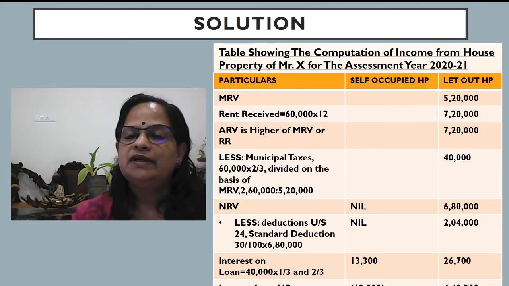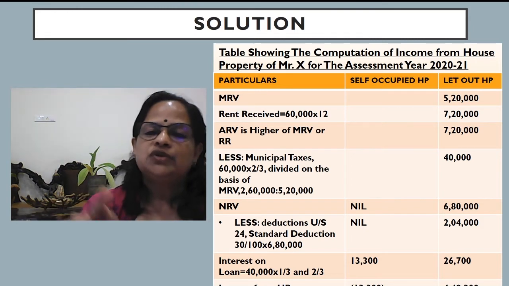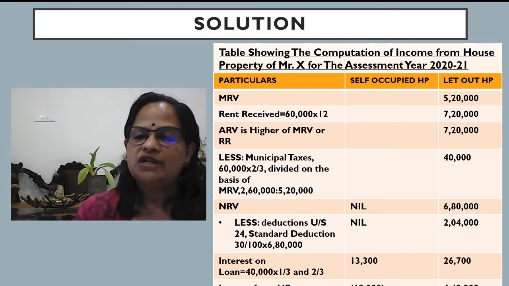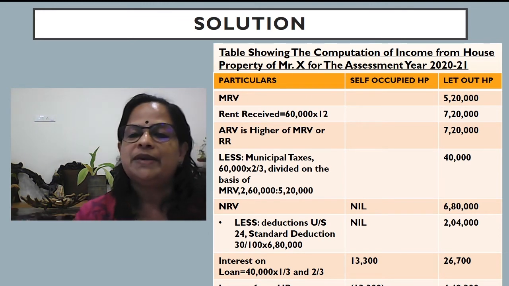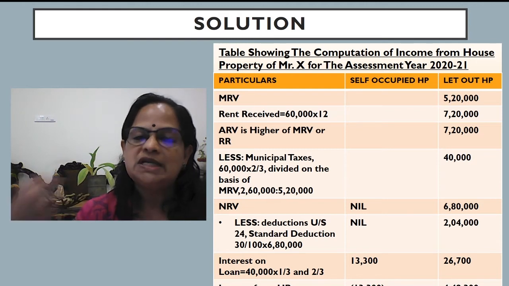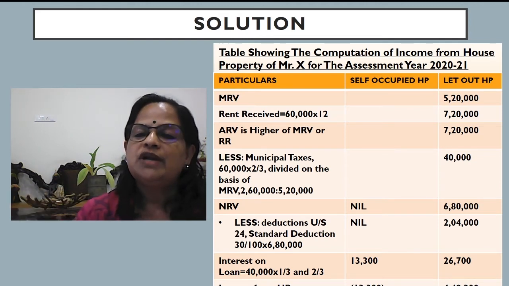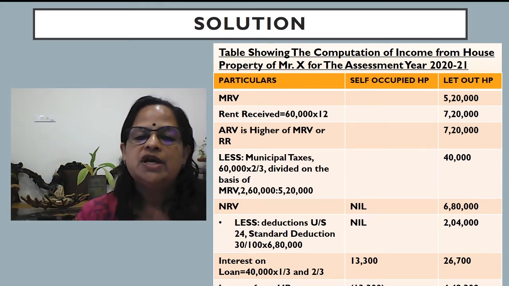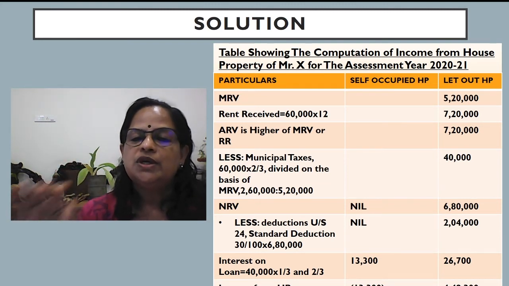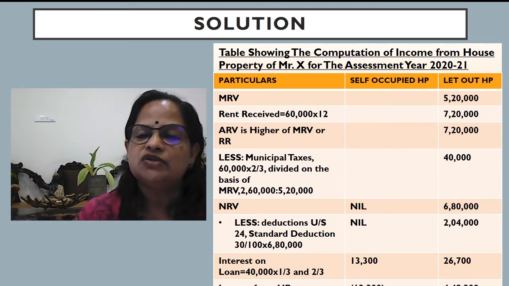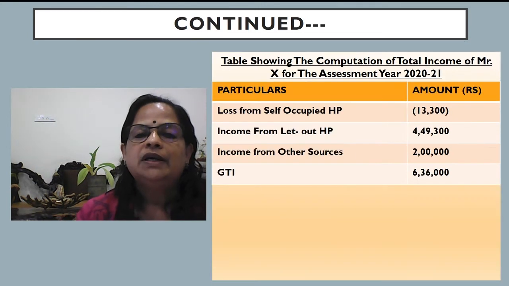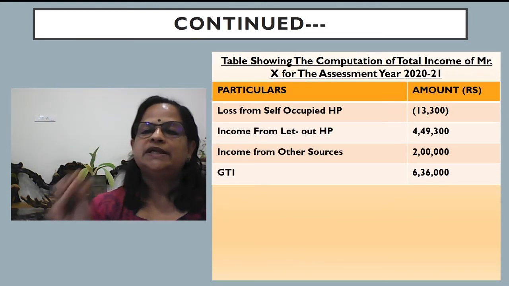40,000 he will get. Let out house property will get. So net annual value for self-occupied house property is nil. Let out house property is 6,80,000. That is 7,20,000 minus 40,000. Now less deduction under section 24. Only for let out house property it's allowed. 6,80,000 into 30 by 100, 2,04,000. Interest on loan, that also you have to divide on the basis of 1:2. Self-occupied property 13,300 and let out house property 26,700. So loss from self-occupied house property is 13,300.